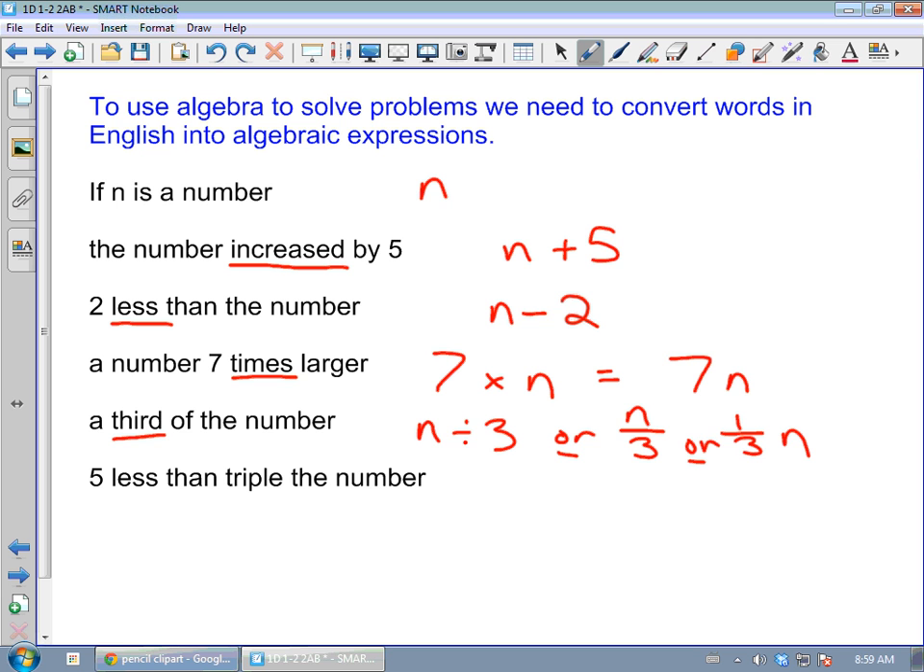Okay? And sometimes we have sort of 2 operations that are being described in one statement here. We have 5 less than triple our number. So if we're tripling our number, we are multiplying. So we've got 3 times our number. And if we're doing 5 less than that, the operation that we have to do is subtraction. So we're going to subtract 5.